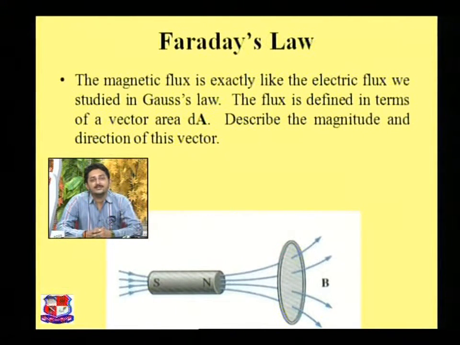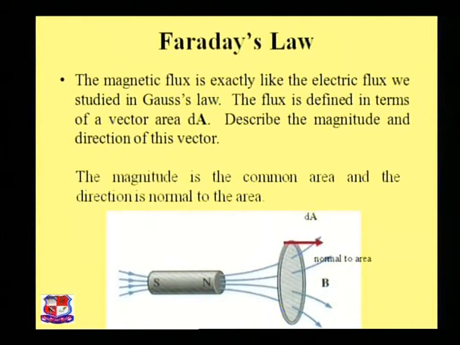The flux is defined in terms of a vector area, as we already know: B dot dA. It describes the magnitude and the direction of this vector. This is a vector quantity, so you have to mention the arrow. Now just go through one video. Before that, we see that the magnitude is the area and the direction is normal to that area. Here you can see the arrow which defines the normal to the area, in the direction of the magnetic lines passing through, that is dA.